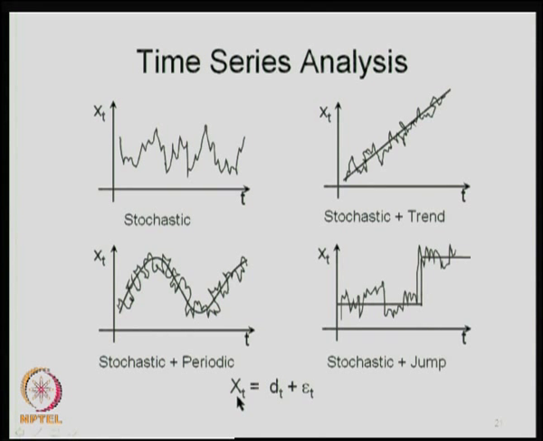Then as I mentioned, if you want to write x t is equal to d t plus epsilon t, the deterministic component may consist of one or all of them. It may have a trend, a long term mean, a periodicity, a jump and so on. So, you must be able to identify the deterministic components, which can be a combination of several of these, and then we should be able to identify the random components. So, there is a random fluctuation around the deterministic components.